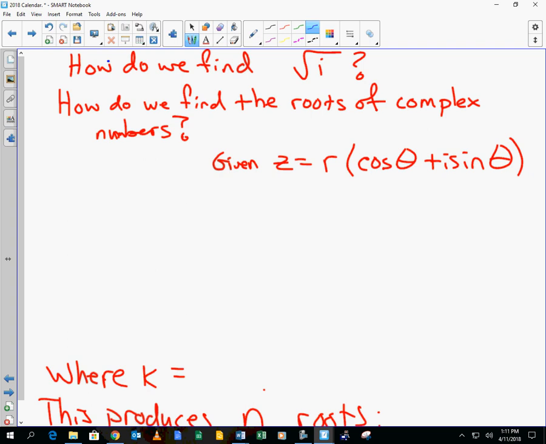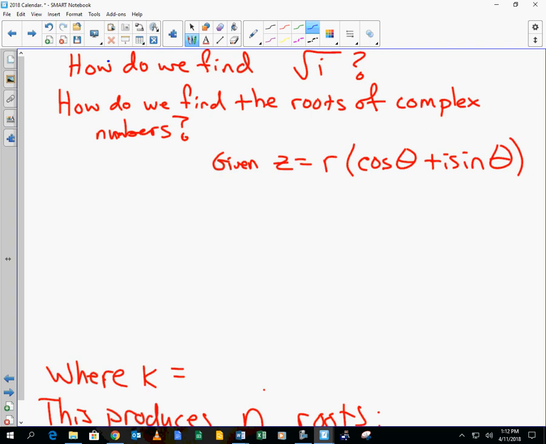What is i squared? -1. What's the square root of 25? 5. What's the square root of -25? 5i. What's the square root of 25i? You have no idea. Exactly. Thank you. All right, so we don't know. So let's go back and kind of review this, okay?